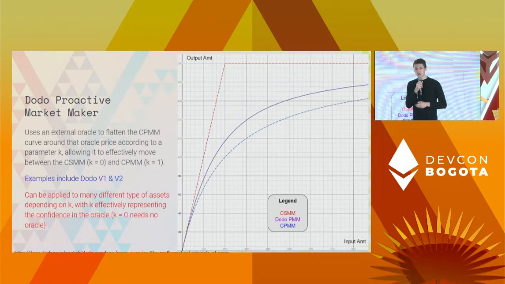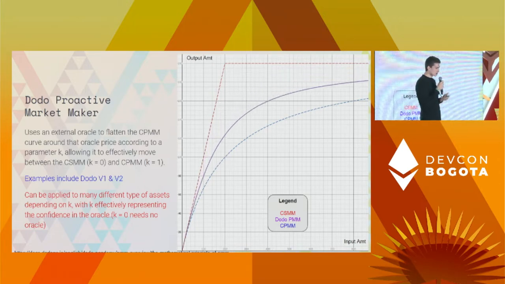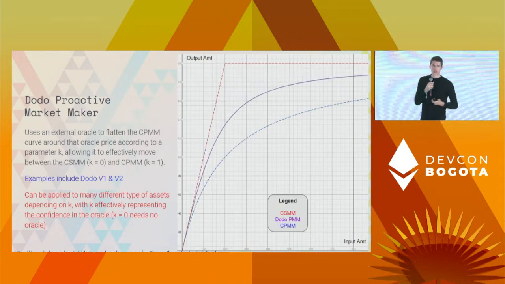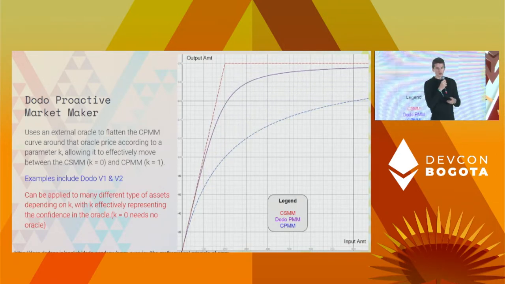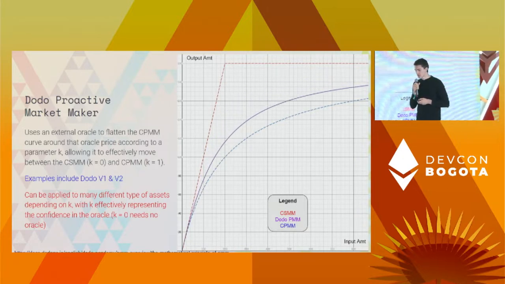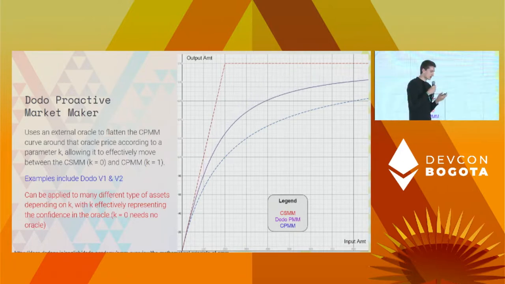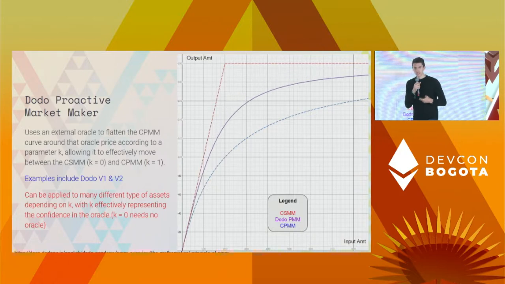Next up, we have Dodo's proactive market maker. So Dodo has a mechanism, again, leveraging some external oracle. This can be Chainlink, this can be this one-to-one exchange rate. And they introduce this parameter K that allows you to continuously adjust from the constant sum to the constant product as K is increased.